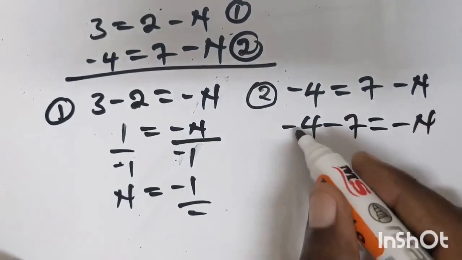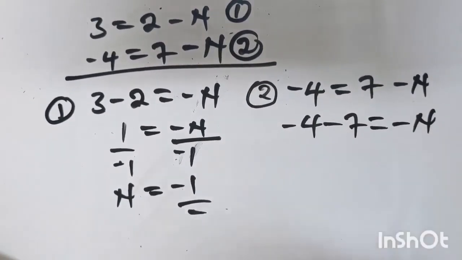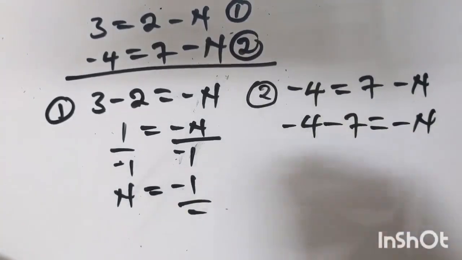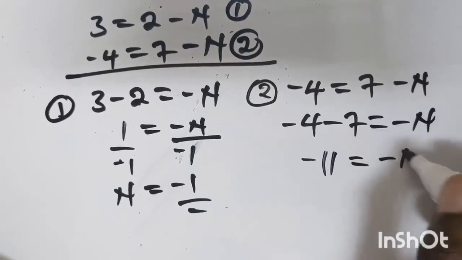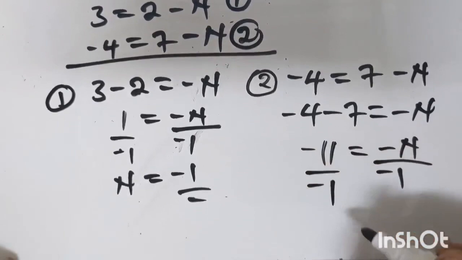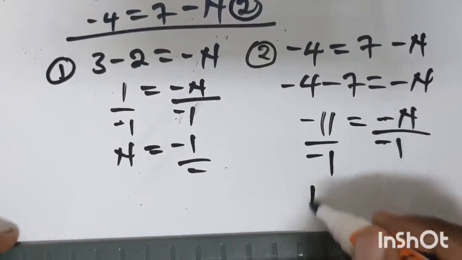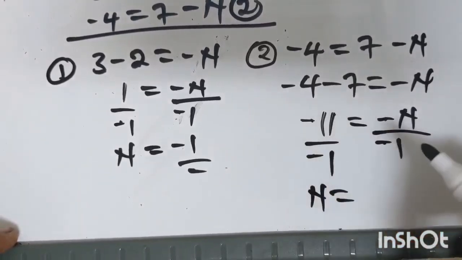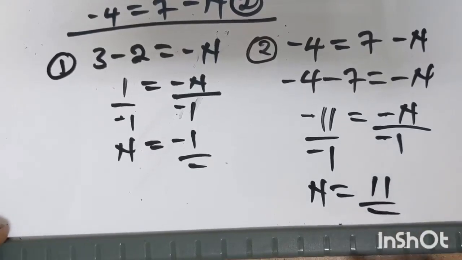So this is just a negative, is it negative 11? Yes, negative 11. So negative 11 is equal to negative n divided by what? Negative 1, divided by negative 1, like that. Then negative into negative is positive, meaning that we are going to have n is equal to positive 11, like that, okay?